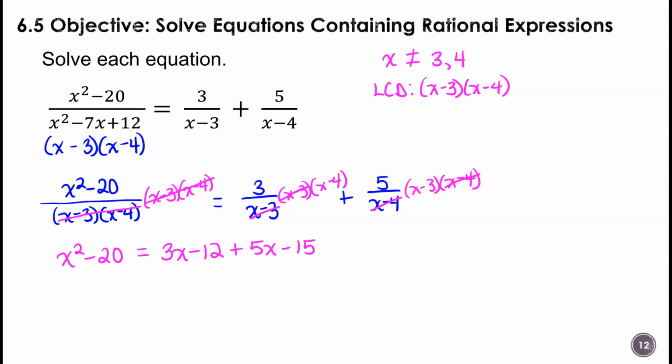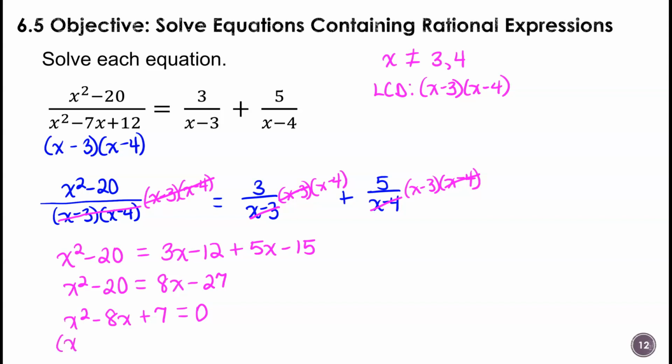Okay, so then we have some simplifying to do. We want everything on one side equal to 0. Let me go ahead and combine like terms. So we're going to subtract the 8x. We're going to add 27. And then this is the trinomial that we'll be factoring. So I'm going to rewrite it here.